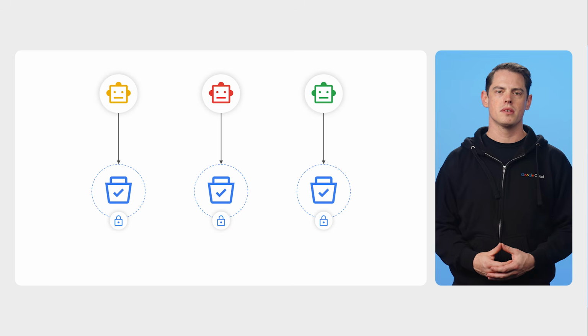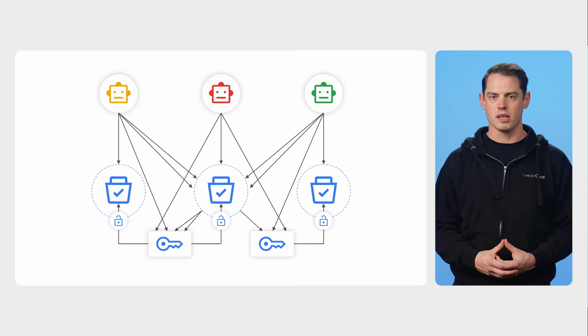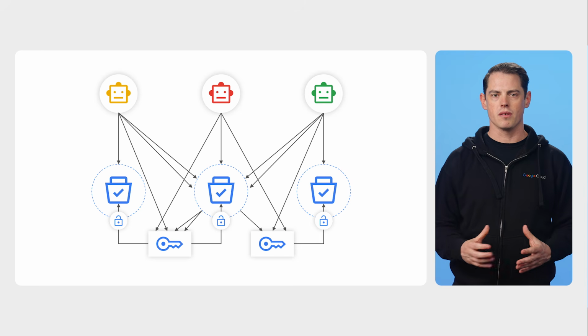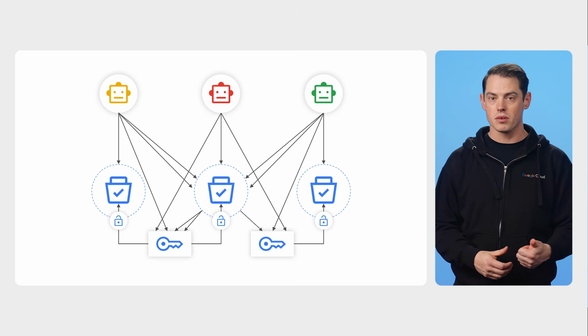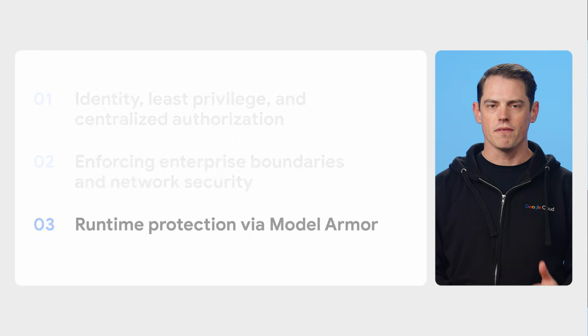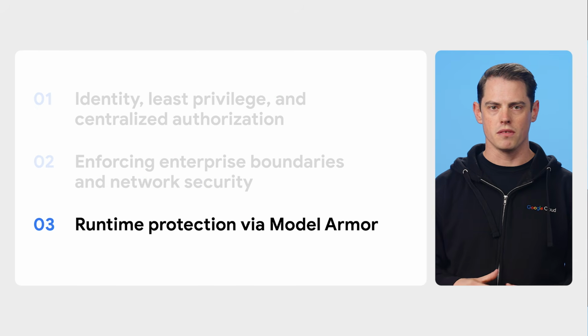For data at rest, you can enforce customer-managed encryption keys, or CMEK, for all sensitive Vertex AI assets, including models, datasets, and endpoints. The final layer of defense is the inspection of all content flow, applied at the platform level.